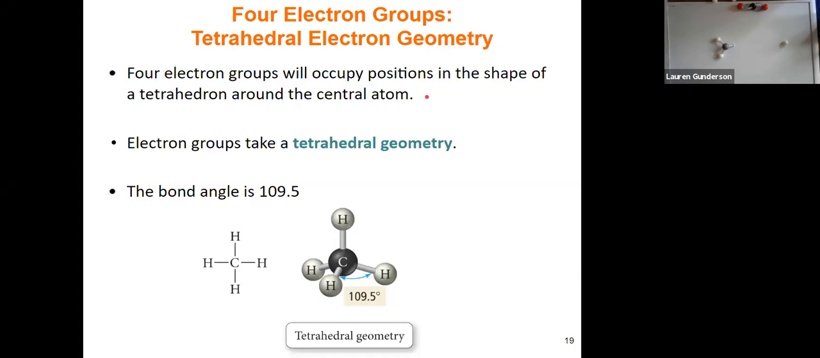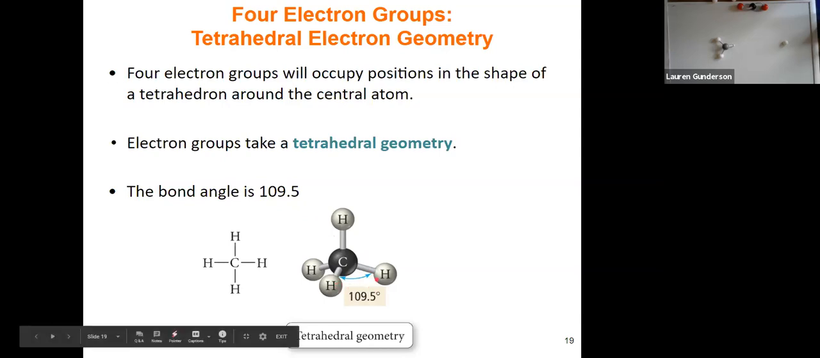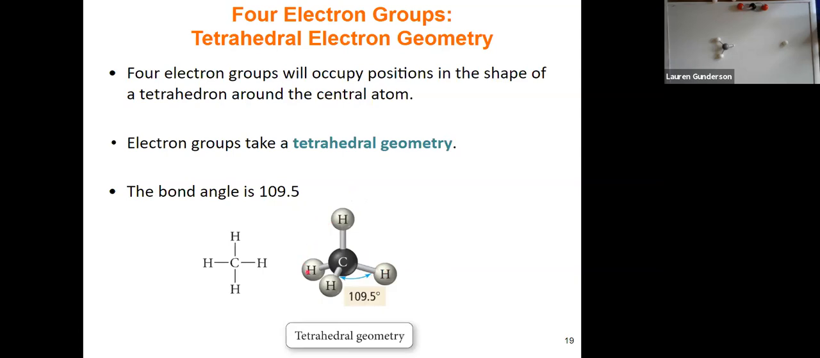Our next electron group is a tetrahedral electron geometry. And this is when you have 4 electron groups surrounding that central atom. These bond angles are 109.5 degrees in a perfect electron geometry. So it doesn't matter where you measure terminal atom to terminal atom from, the angle will always be 109.5 degrees. So from here to here is 109.5. From here to here is 109.5, et cetera.